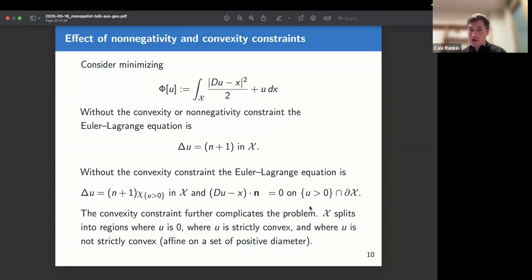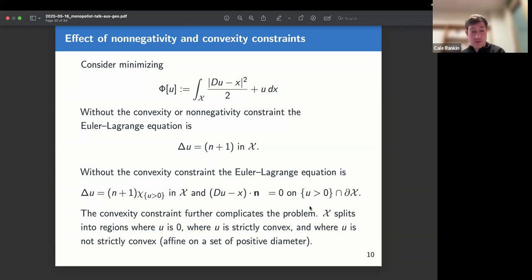If I don't include my convexity constraint, but I do include a non-negativity constraint, i.e. if I want to minimize the integral of |Du - x|^2/2 + u over non-negative functions, then I'm going to get a classical obstacle problem, like what we just looked at. In fact, I'm going to get Laplacian u is equal to n plus 1 times the characteristic function of the set u greater than 0, with a boundary condition.